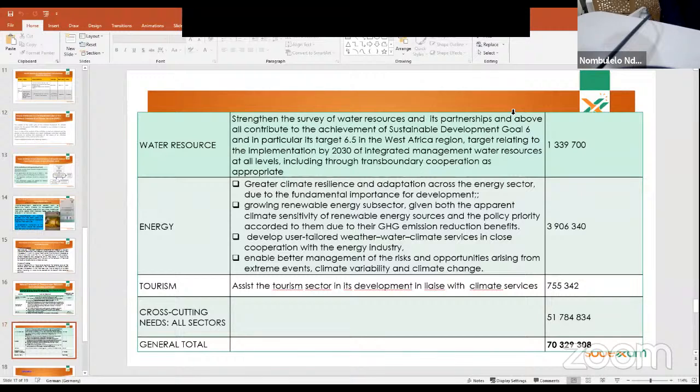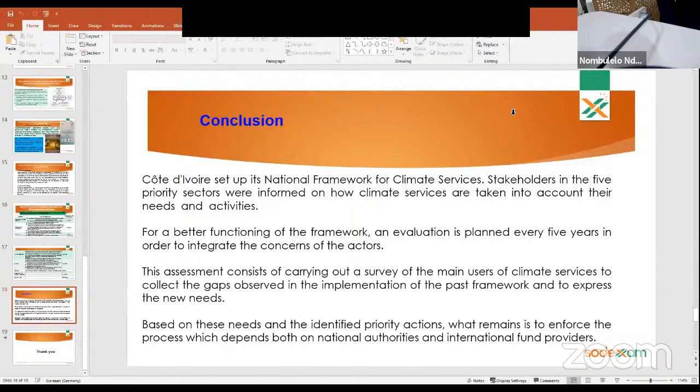In conclusion, Côte d'Ivoire set up a national framework for climate services, with stakeholders in 5 priority sectors informed on how climate services take into account their needs and activities. For the better functioning of the framework, an evaluation and assessment is applied every 5 years in order to integrate the concerns of the actors. This assessment consists of carrying out a survey of the main users of climate services to collect the gaps observed in the implementation of the past framework and to express the new needs.